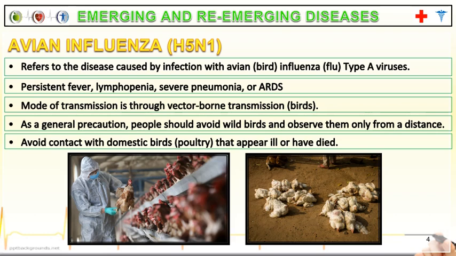Avian flu viruses do not normally infect humans. However, sporadic human infections with avian flu viruses have occurred. The symptoms are persistent fever, lymphopenia, severe pneumonia or ARDS, exposure to sick poultry, exposure to affected areas or persons. Clustering may be an emergency.